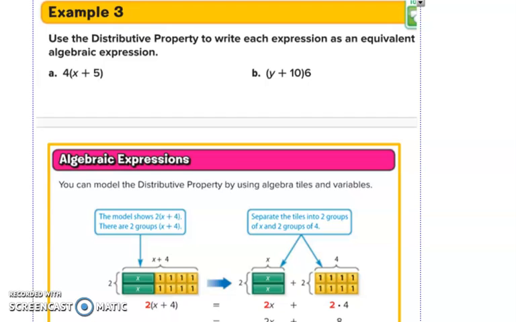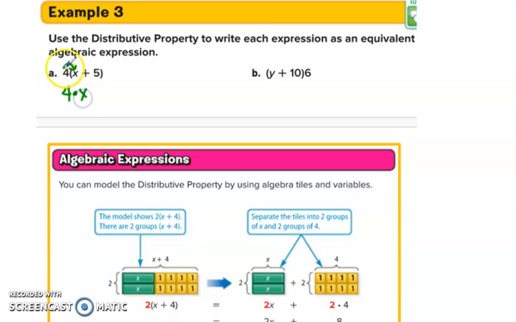Now this is where it changes a little bit. You get 4 times x. There's a variable. We can't do too much to reduce that and make it more simplified than that. 4 times 5, we can of course do that too. So let's go ahead and do that. We've got 4 times x plus 4 times 5.